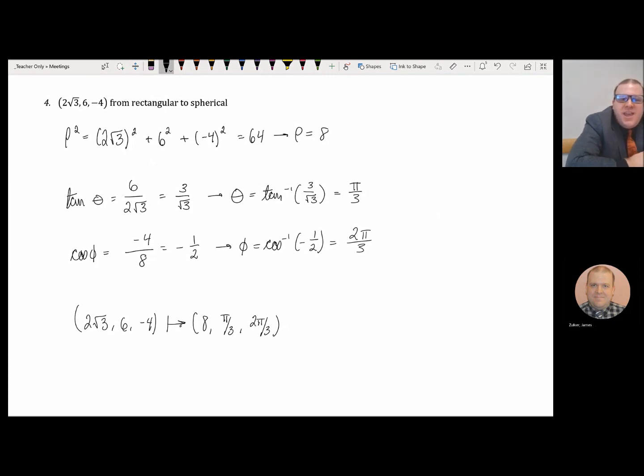Our point in spherical coordinates is 8 pi/3, 2 pi/3. The denominator, square root of x squared plus y squared plus z squared, which is rho.